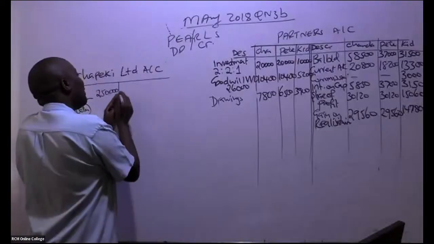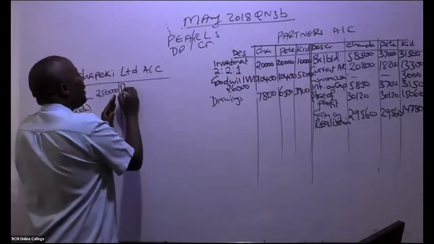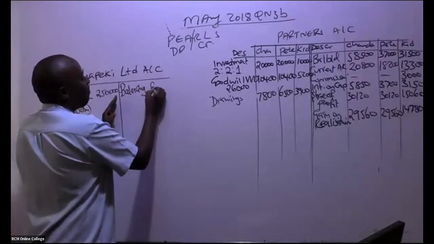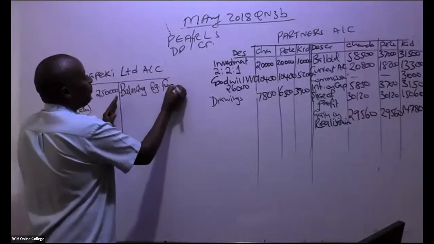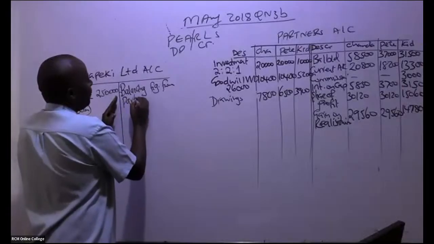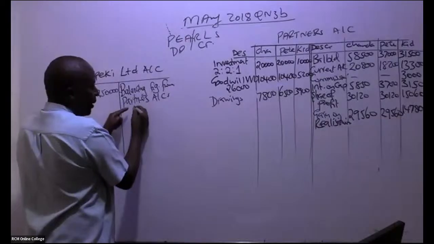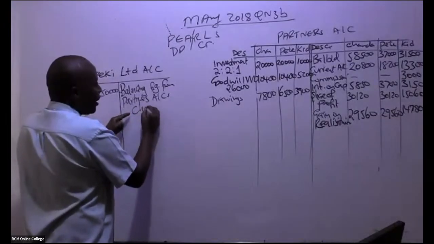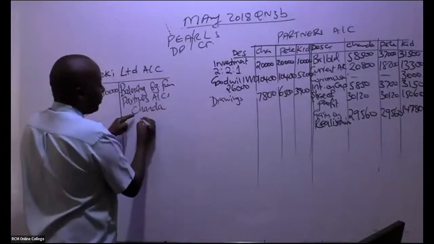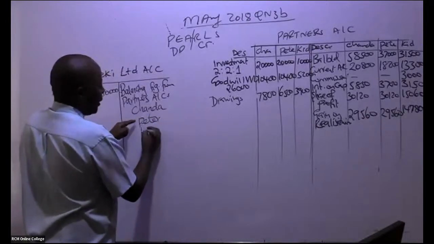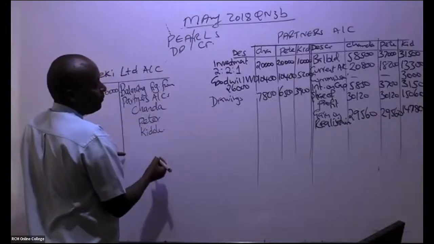So you'll be able to come and give us balancing figures from partners' accounts. You write each partner here. So we have Chanda, we have Pete, we have in this case here Kidole, like that.